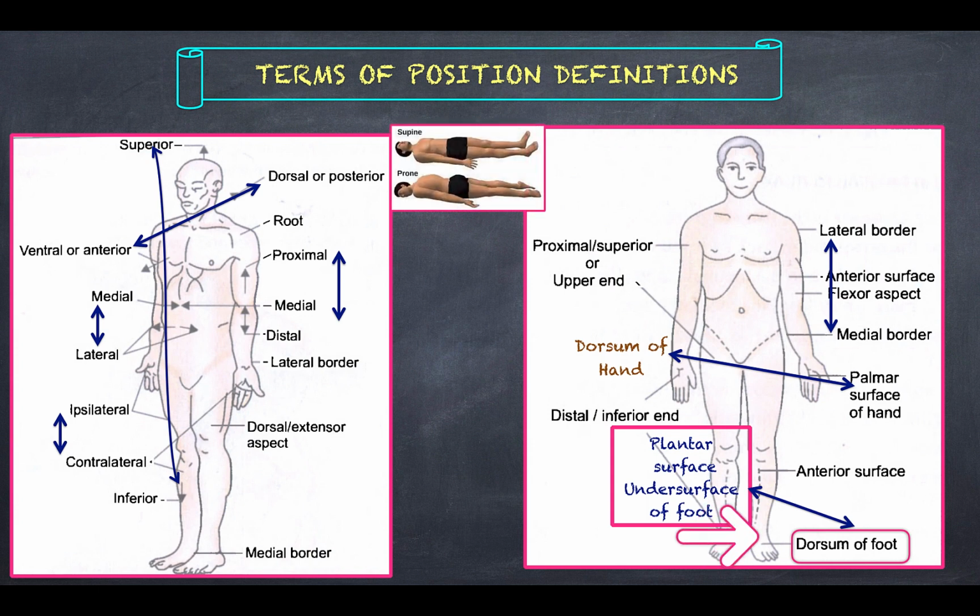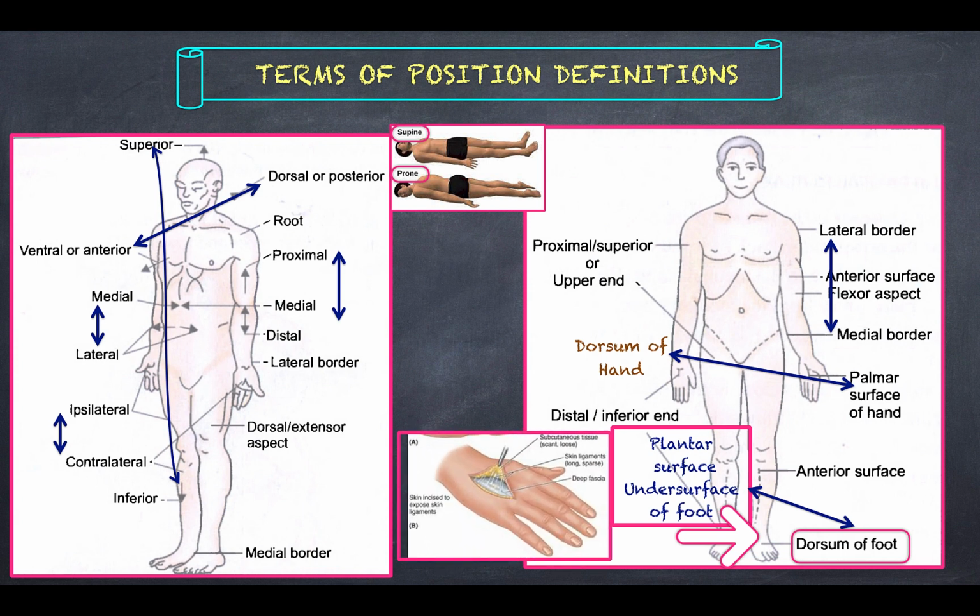Then another position is where a patient is treated either in a supine position or a prone position with the face downwards. One more pair of terms is superficial and deep, according to the distance from the skin. Superficial is nearer to the skin or surface, and deep is deeper to the surface.